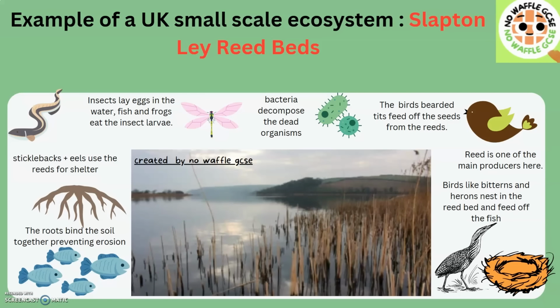So, you need to know what the producers are. The producers, in this case, are the things that photosynthesize. So here, they are the reed beds, these wheat-like looking structures. Now, the roots of these reeds bind the soil together, which prevents soil erosion. It also provides a habitat for sticklebacks and eels to use as shelter. Large birds like bitterns and herons nest in the reed bed and feed off the fish. There are also smaller birds such as the bearded tits, which feed off the seeds from the reeds.